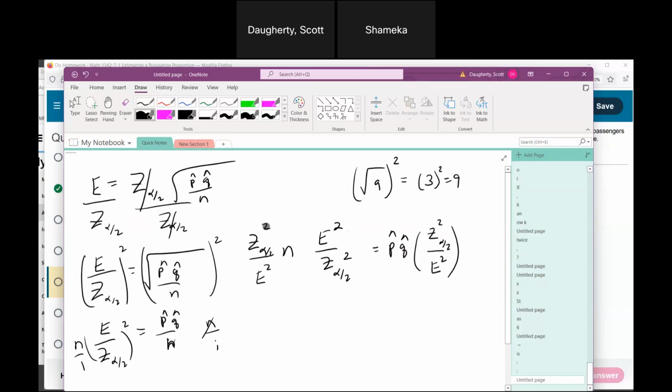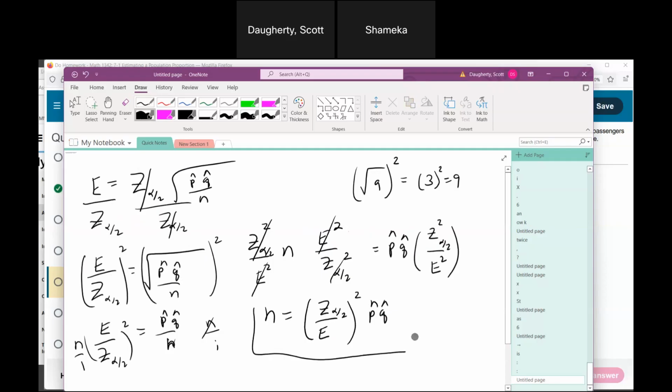And what that'll do is the Z squares will cancel. You got one on top and one on bottom, and then the E squares will cancel, right? Because you got one on top and one on bottom, and that'll leave you with N. And so N is ultimately, of course, that's a subscript, alpha over 2. It's Z over E squared times P hat times Q hat.